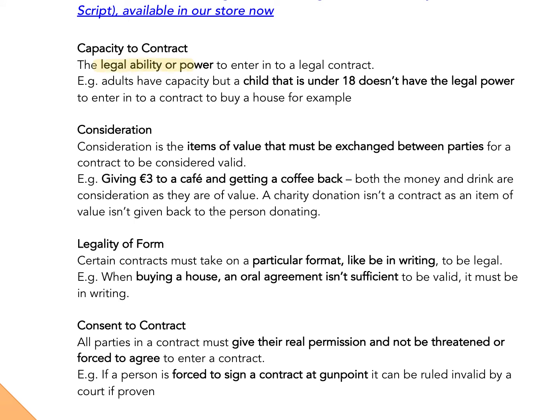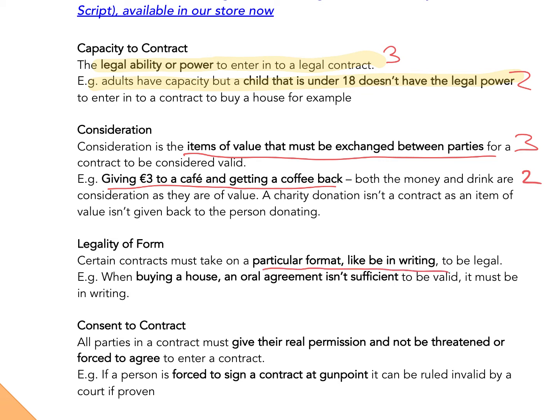Capacity to contract, legal ability or power to enter a contract, e.g. someone under 18 isn't, so that would be enough to get your marks there, no problem at all. That'll be your 3 and your 2. Consideration, items of value must be exchanged, that's your 3. Giving €3 to a cafe and getting a coffee back is 2. So you don't need to write more than what's underlined in red. Legality of form, particular format like in writing to be legal, and then an example, buying a house. So that'll be your 3 and your 2.